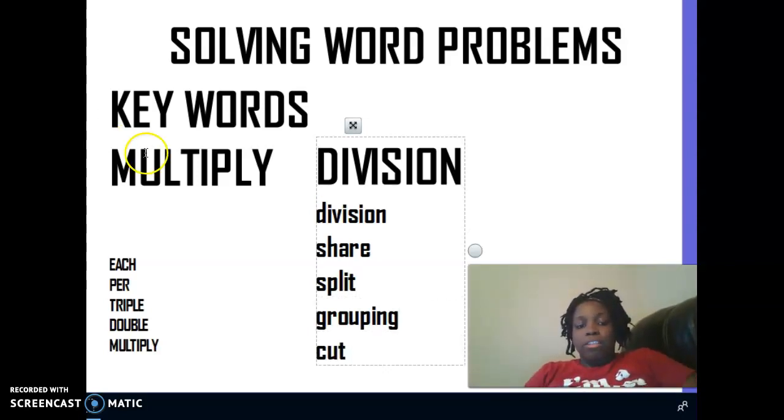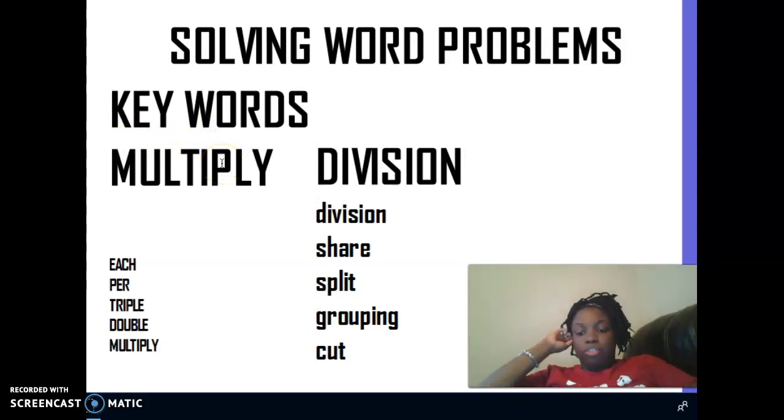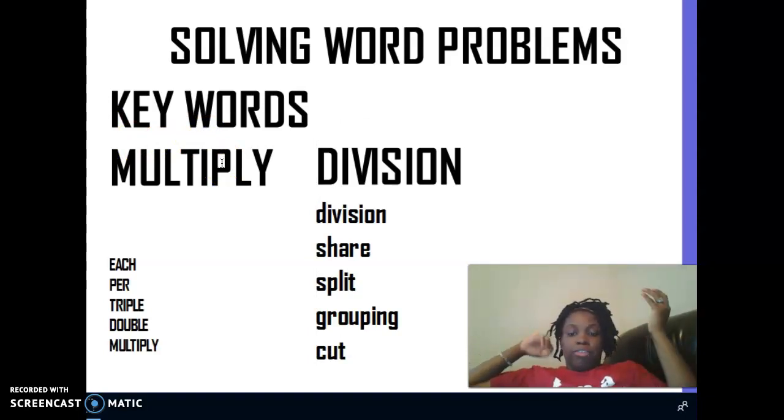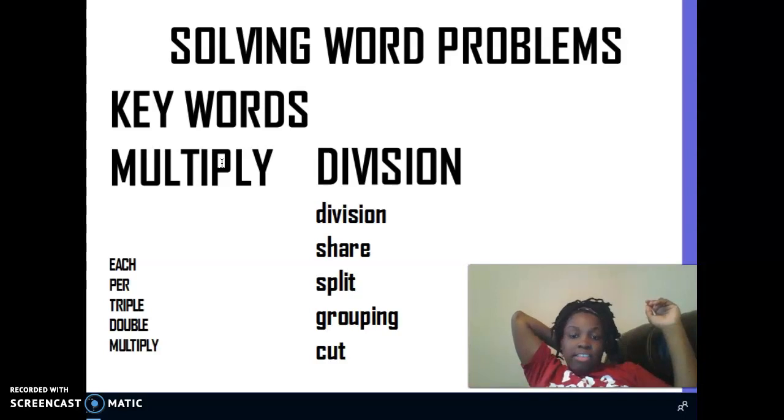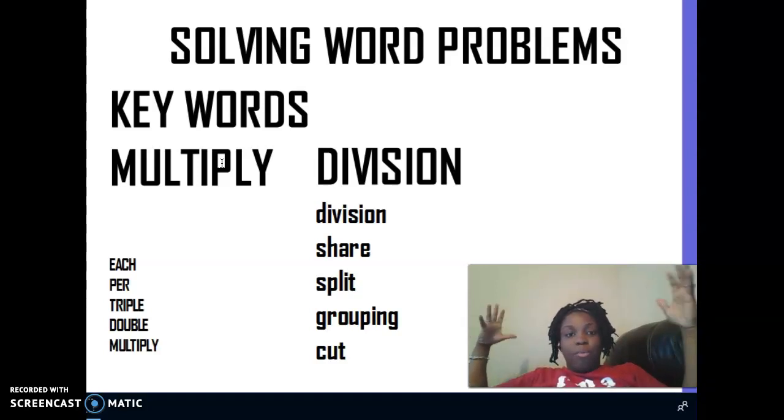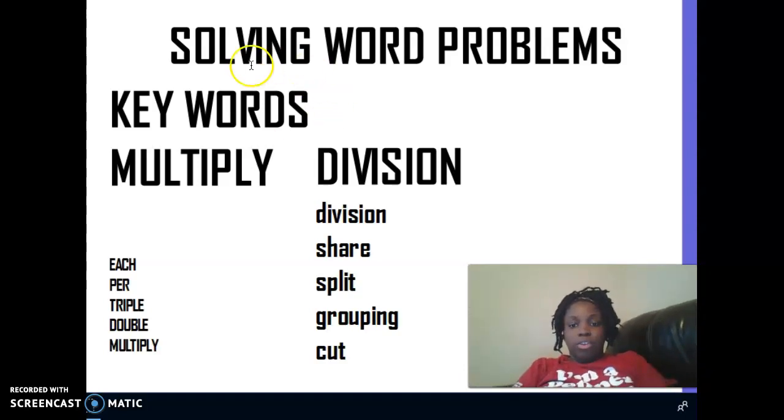Cut. So you need to make sure you know the difference between multiplying or dividing. So if I say Sally has 20 cars and she shares them with five of her friends, how many cars does each friend get? What would my answer be? Right. So you're dividing 20 divided by 5 and you'll get 4. So those are keywords for multiplication and division.